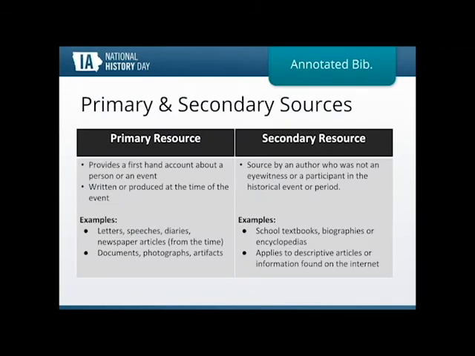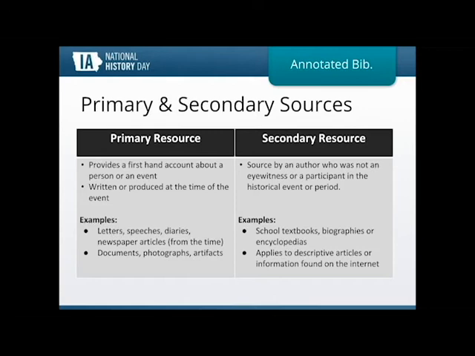So before we dive into building the annotated bibliography, I want to take a step back and make sure everyone has a clear indication of the difference between primary and secondary sources. So 60% of your History Day project is accurate and a healthy amount of primary and secondary resources to show that you did an in-depth analysis. So a primary resource provides a first-hand account about a person or an event. It is written or produced at the time of the event.